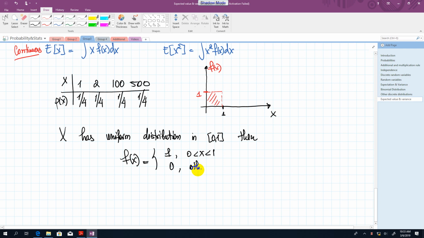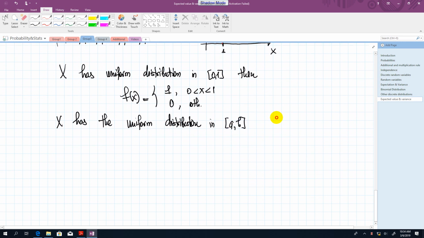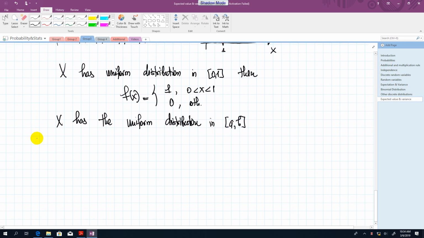Now, let's say you would like to make a program which would generate random variables, not between 0 and 1, but between, for example, 3 and 4, or 1 and 5, okay? Or in the general case, between a and b. So let's say x has the uniform distribution between a and b, okay? I would like to understand what this density function is.